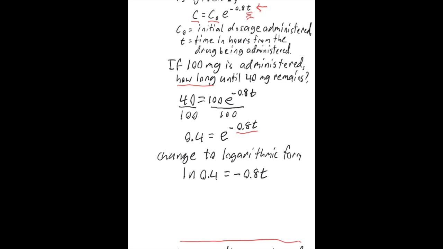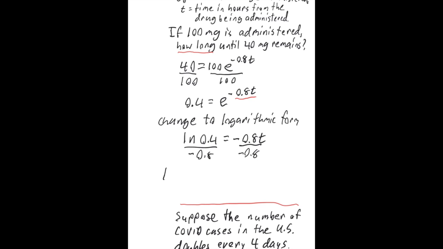Okay? The only thing we have left to do to solve for t is divide by the minus 0.8. And so t is going to be the natural log of 0.4 divided by negative 0.8. And I think if you do this out on your calculator, quick on my calculator, yep, 1.145 or so. Or 1.15 to 2 decimal places.